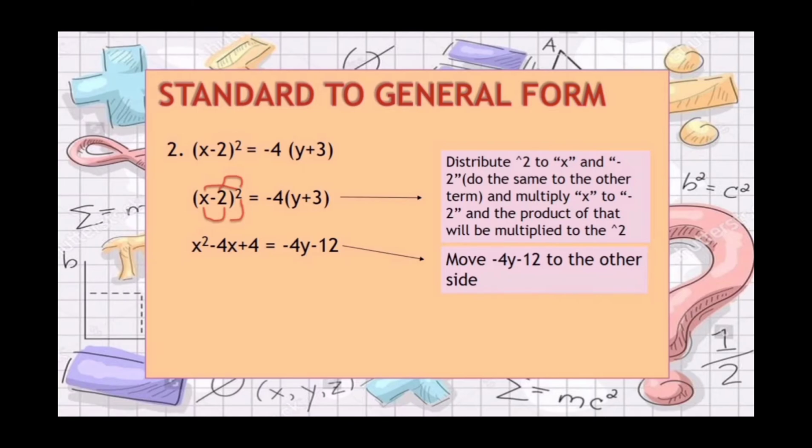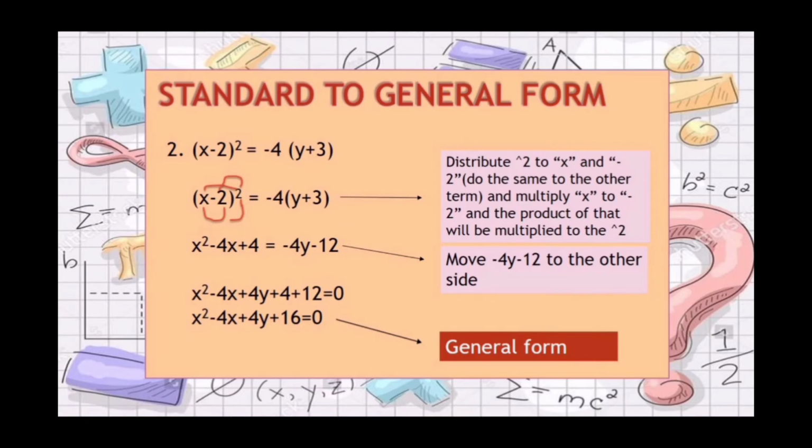So let's distribute the negative 4 to y and positive 3. Negative 4 multiplied to y, that will be negative 4y. Negative 4 multiplied to positive 3, that will be negative 12. So let's move the negative 4y minus 12 to the other side. So that will be x squared minus 4x plus 4y plus 4 plus 12 equals 0. And let us combine like terms. And that will be x squared minus 4x plus 4y plus 16 equals 0. And that will be the general form of the equation.